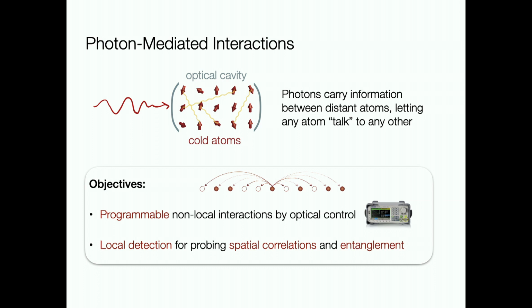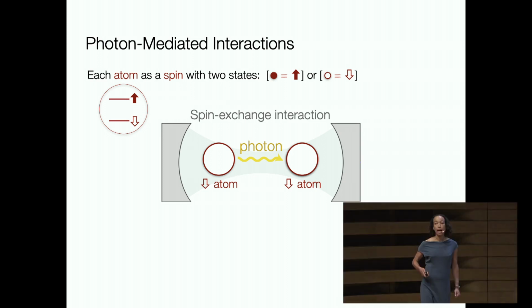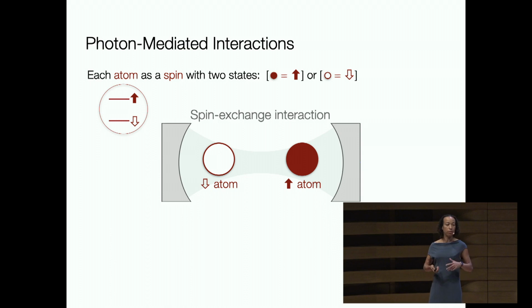Some things we've been working towards over the past couple of years are enhancing the programmability of the graph of these interactions and also combining the non-local connectivity afforded by this cavity with local detection to be able to probe spatial correlations and entanglement in the system. Before we get to these new ingredients, let me give you a simple picture for how I can think about these photon-mediated interactions. In the simplest case, if I had two two-level atoms and I wanted to engineer a spin exchange interaction, I could do that by allowing one atom to flip its spin, emit a photon into the cavity, and let that photon be absorbed by another atom. That will give me a flip-flop process mediated by the light.